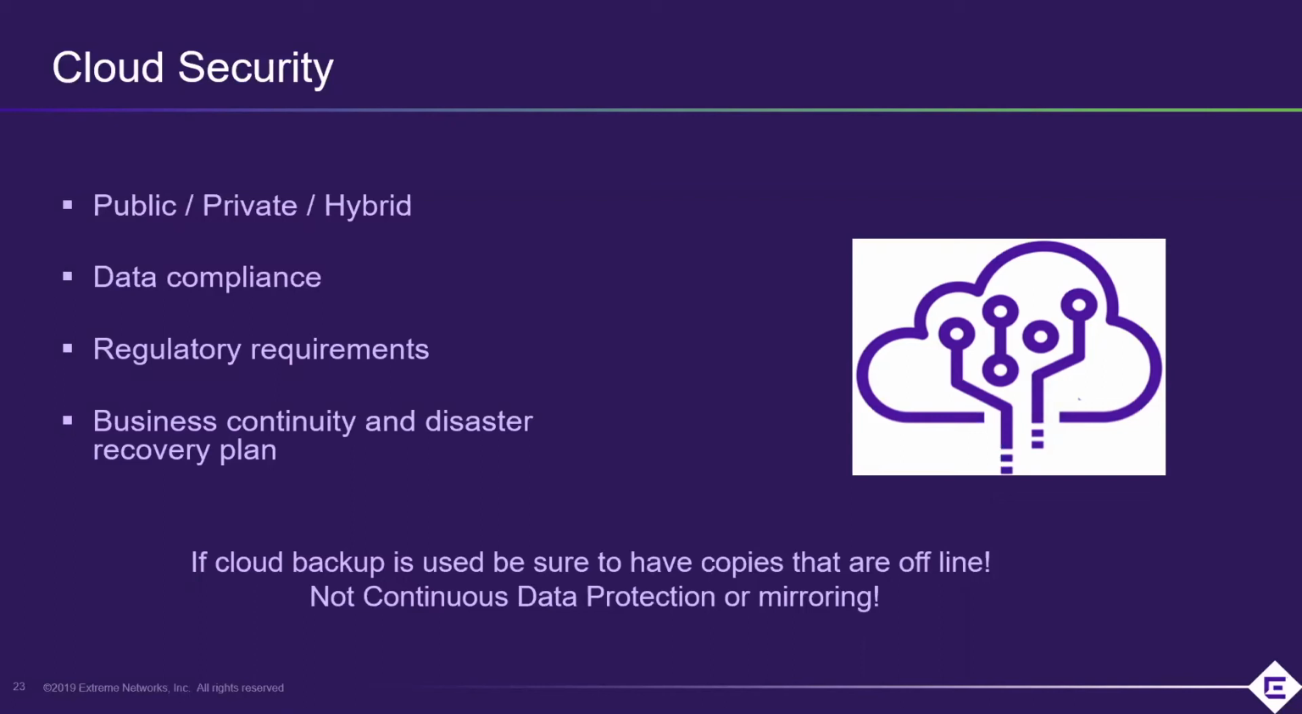Business continuity and disaster recovery is a very common use of cloud, but I want to emphasize again, if your cloud backup is being used, make sure you have copies that are offline. Online storage is just as vulnerable to ransomware as the systems themselves, so you do make sure, even if you're using cloud, it does not make you safe. You really do have to do the offline backups, so make sure that you're doing that.